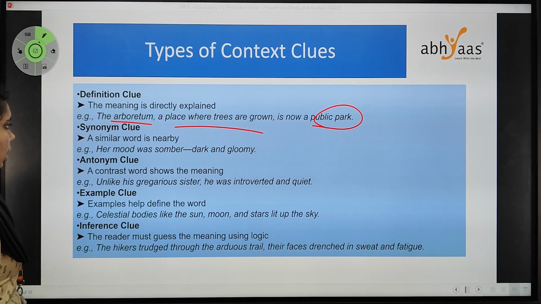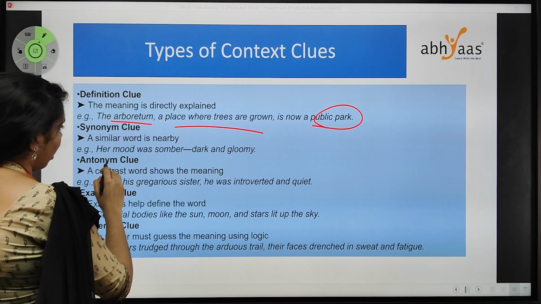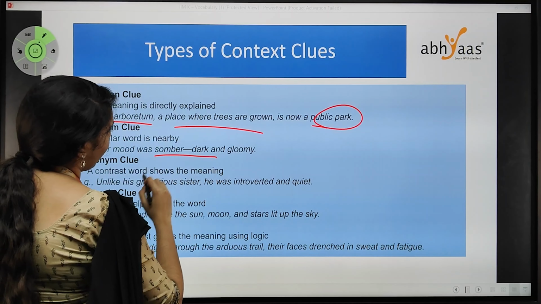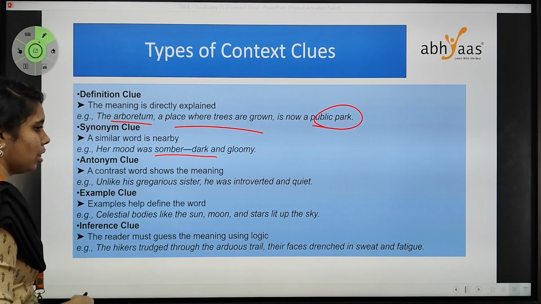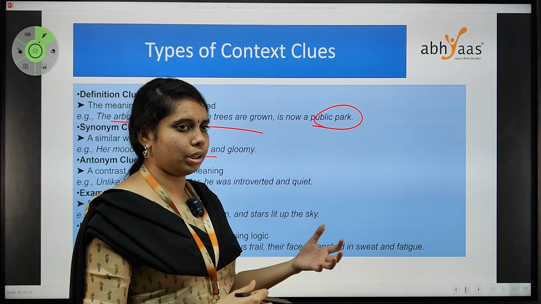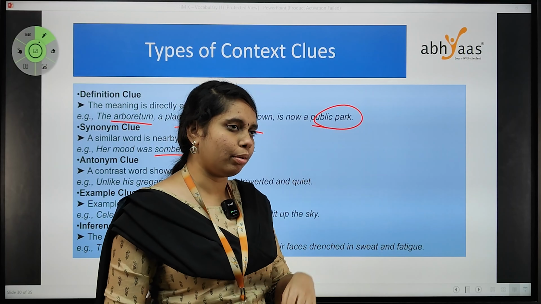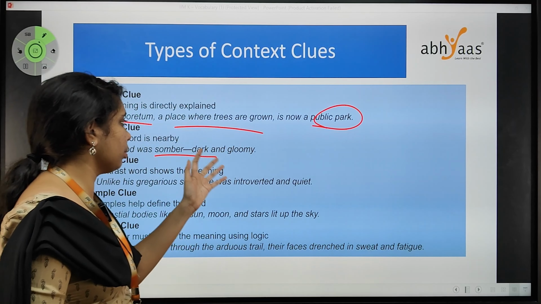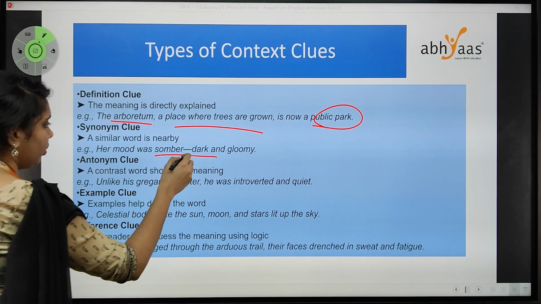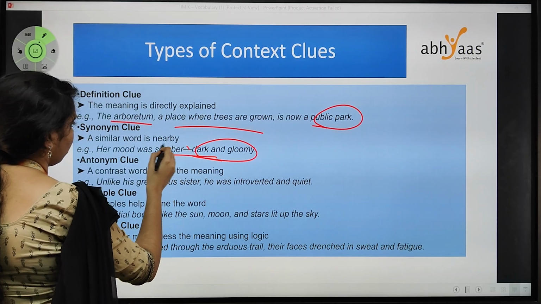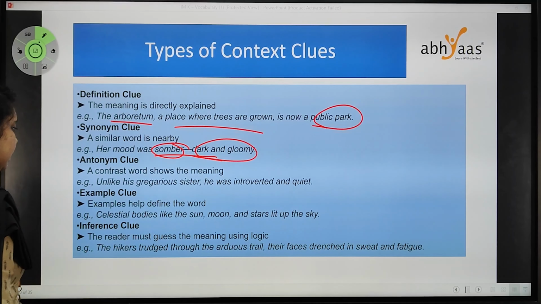Synonym clues. See, her mood was somber, dark, and gloomy. Sometimes, when the author wants to stress on the mood, when the author wants to be very precise about what is being described about the character or something, they do use some of the extra words, and with the simplification of these words, you understand what the actual word means here, right?